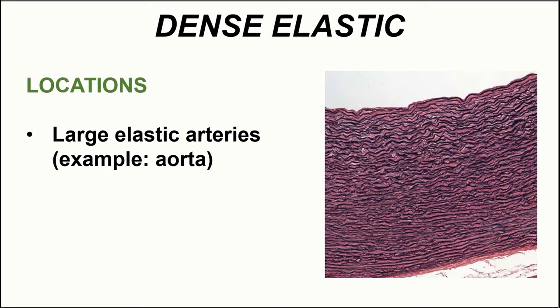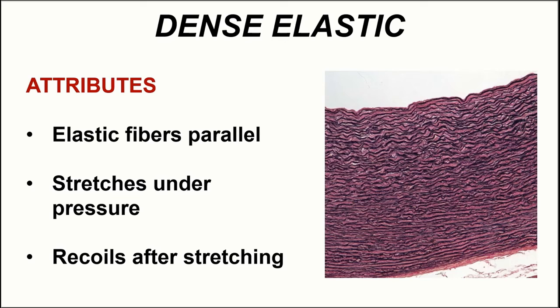One example of these elastic arteries is the aorta, which is the large artery. It's actually the largest of the arteries in the body in terms of diameter, and it receives blood from the left atrium of the heart. So the elastic arteries are made of this dense elastic connective tissue.